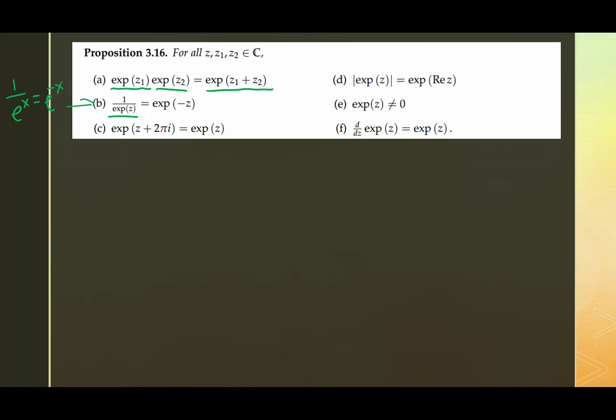So that's kind of what's being captured in property B here. Now something that's completely new here is part C. Our exponential functions are now periodic. So exp of z plus 2 pi i is equal to exp of z. So this is telling us that our function is now periodic, just like trig functions were, okay?